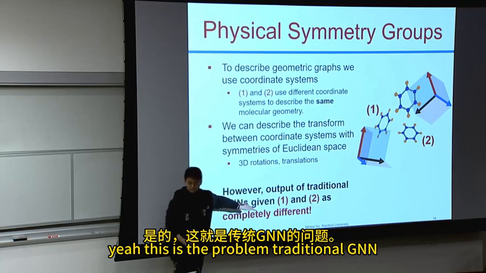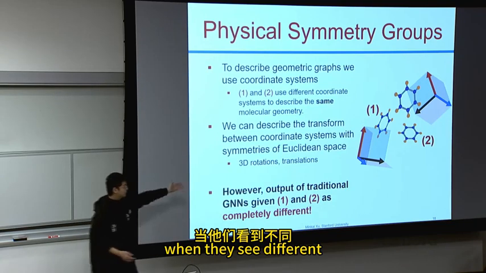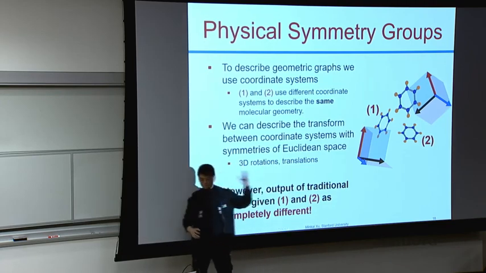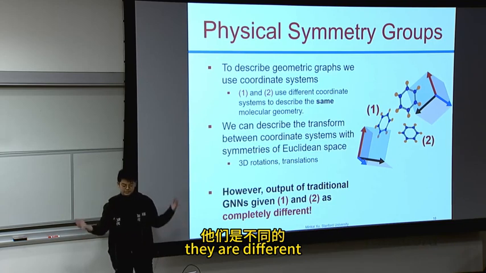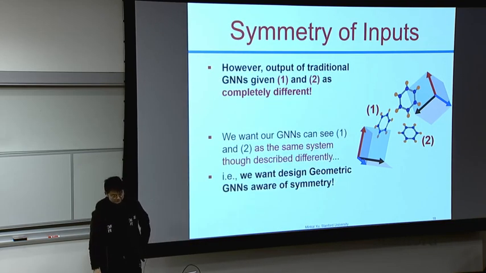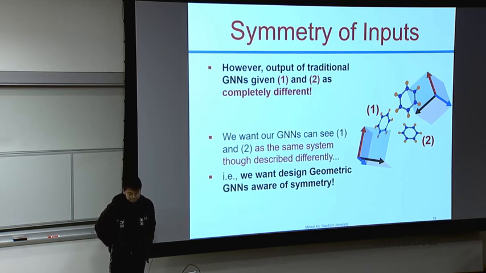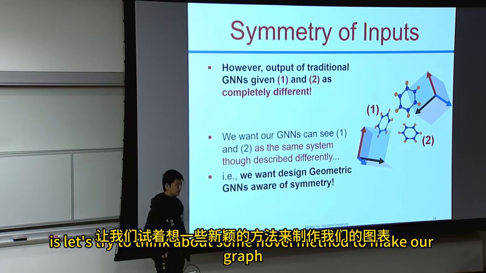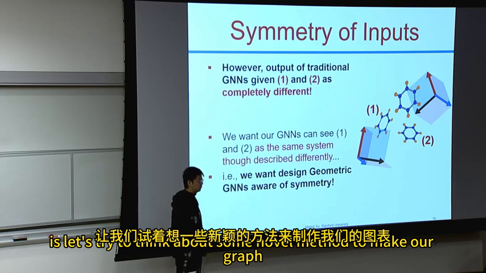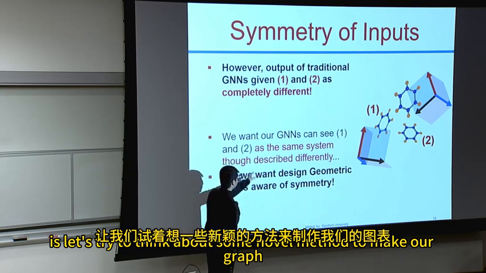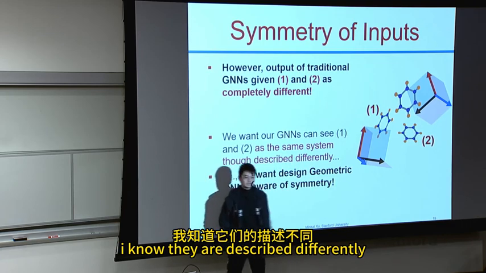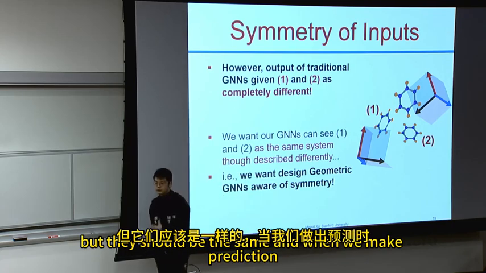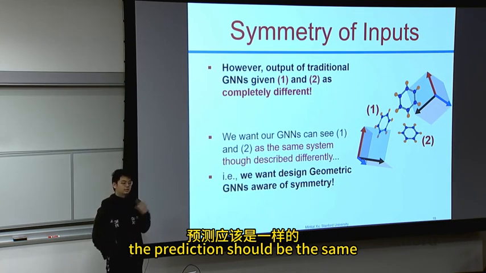Yeah, this is the problem. Traditional GNNs, when they see different locations or orientations of an identical geometry, don't know they are the same. They say, oh, they are different. So what we want to do is think about some novel method to make our graph neural network see, oh, these two geometries are described differently, but they should be the same. And when we make predictions, the prediction should be the same.